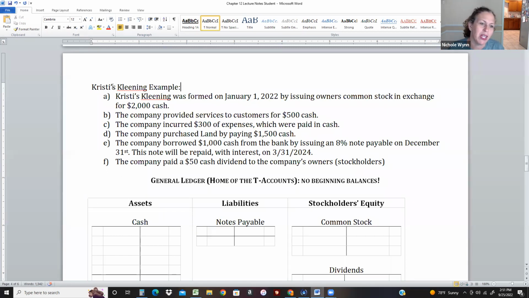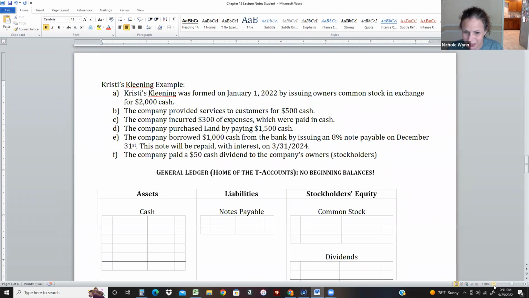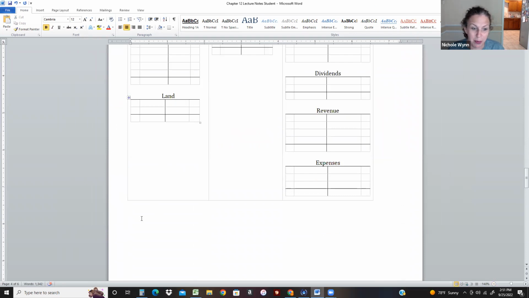So Christie's Cleaning example was formed on January 1 by issuing owners common stock in exchange for cash. So we'll do cash and common stock. And so what we're going to do is we're not doing the journal entries. We're just putting them directly into T accounts. So we haven't done that in a while, and I could write out the journal entries, but I was trying to save time.